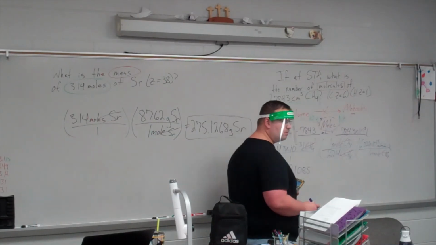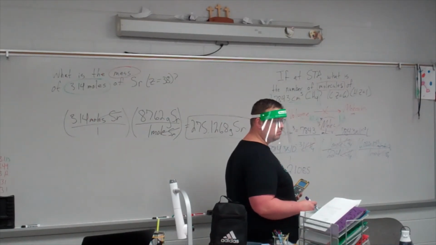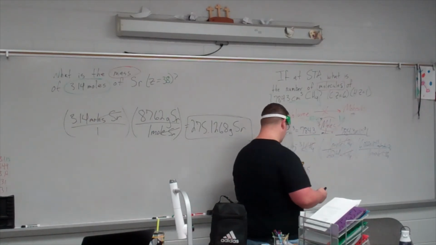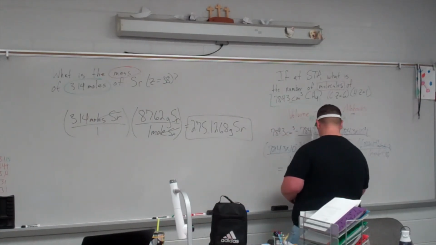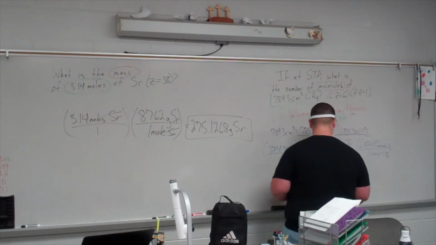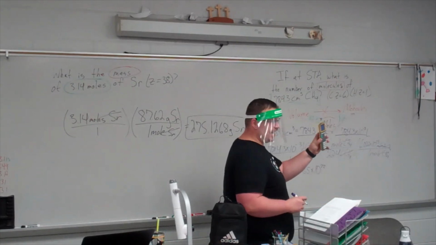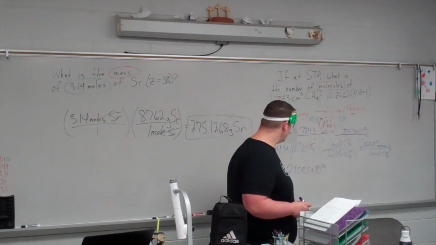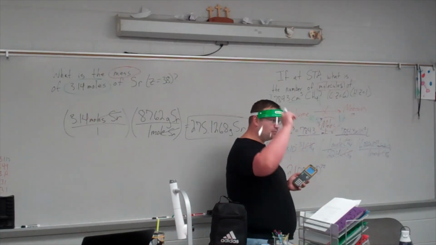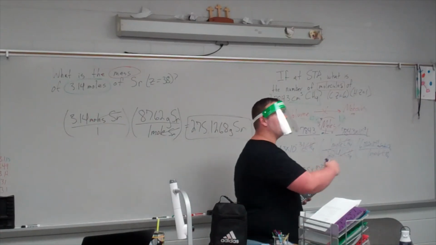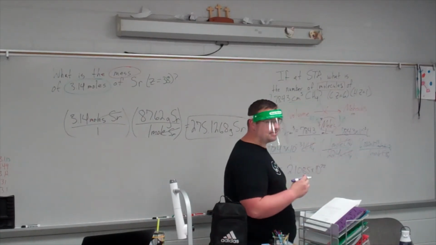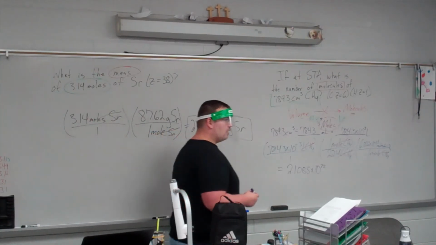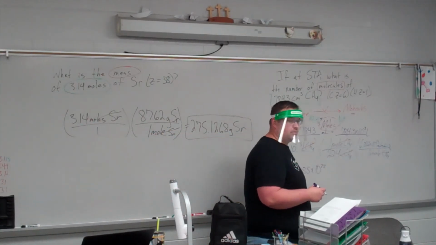2.1085 times 10 to the 22nd. It's a big number. If you forget the times 10 to the 22nd, that's wrong. Make sure that E with that 22 has to be added with it. Remember, what does E stand for? Times 10. How did you put it in the calculator?